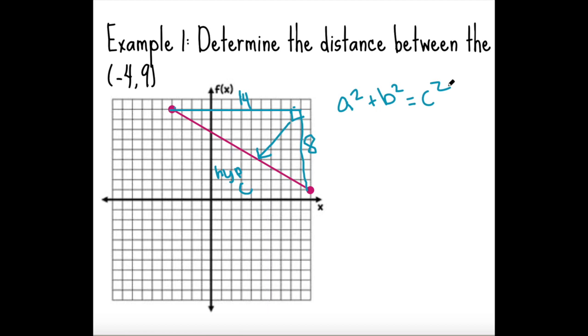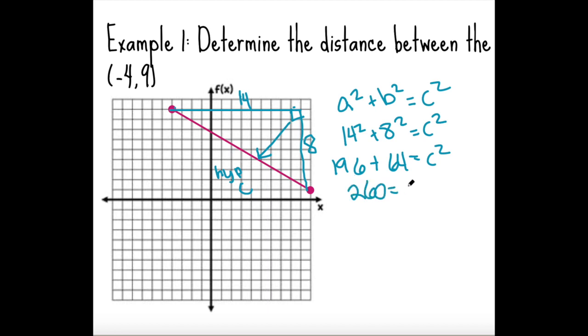14 and 8 are going to take the place of a or b. It doesn't matter which one since they're both getting squared and then they're getting added together. So I'll go ahead and do 14 squared plus 8 squared equals c squared. 14 squared gives me 196 and 8 squared gives me 64. When I add those two values together, I get 260. And that is still equal to c squared. To solve for c, I would take the square root of both sides, and c equals the square root of 260.